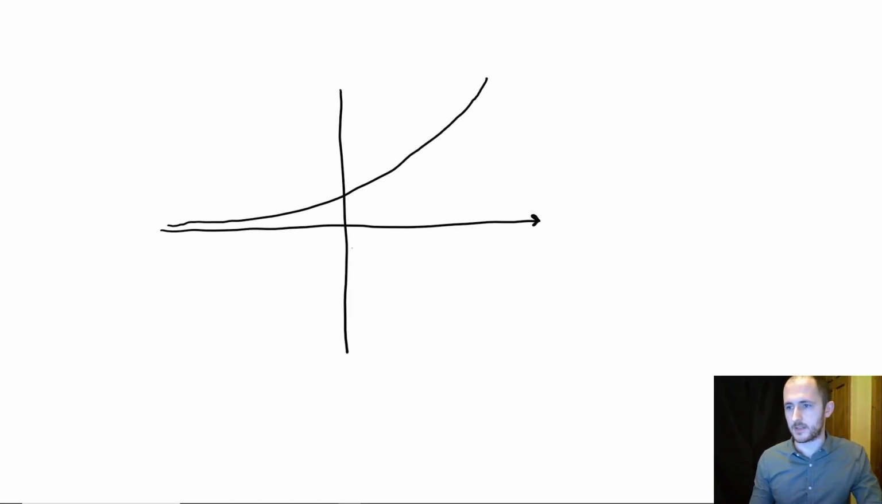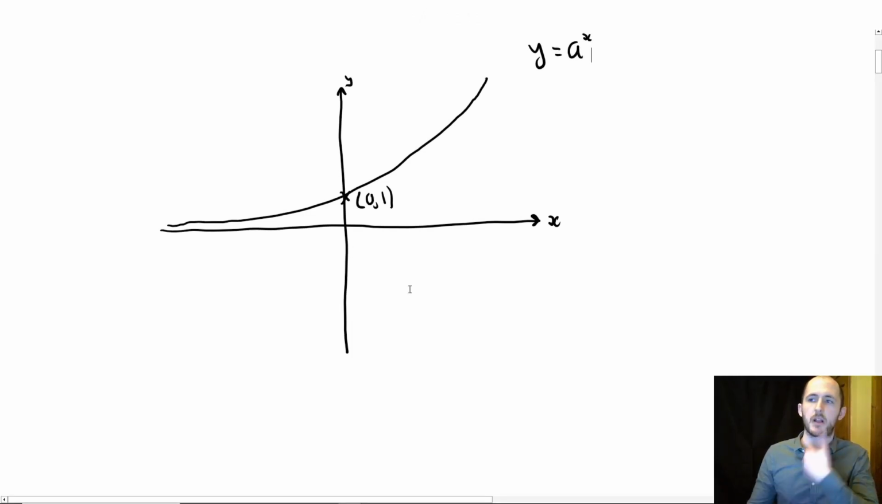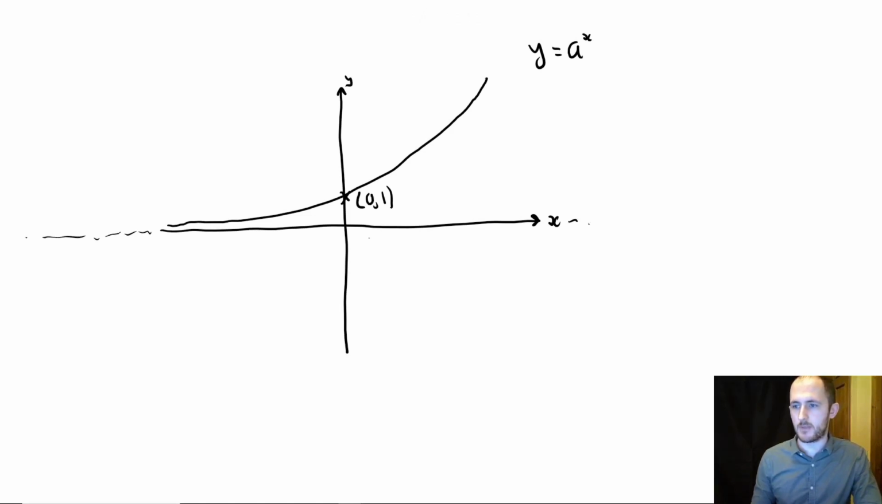So again, we can have our little x-axis and y-axis. Now this coordinate here is always (0, 1), 100% of the time, if it's in the form a to the x. So there can't be any plus, right? There can't be +2 or +3 or -1, -2 or anything like that. If it's just y equals a to the x, it always passes through (0, 1). Have a think, why is this? Well, anything to the power of 0 will give me 1. That's why.